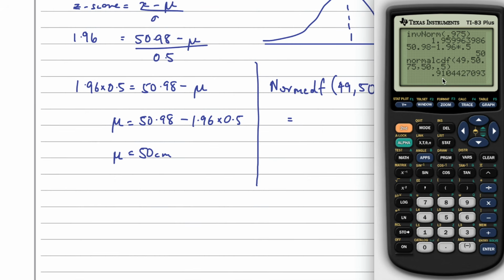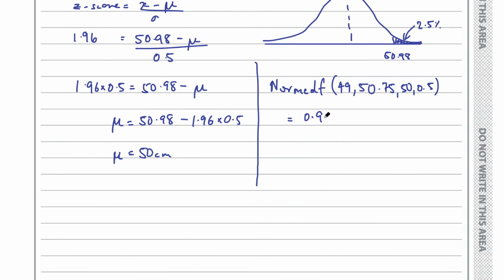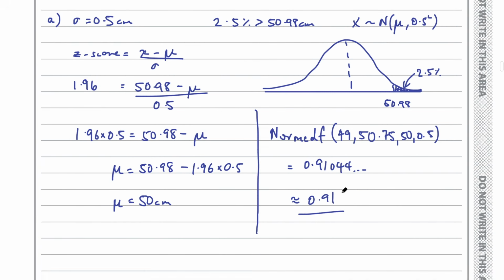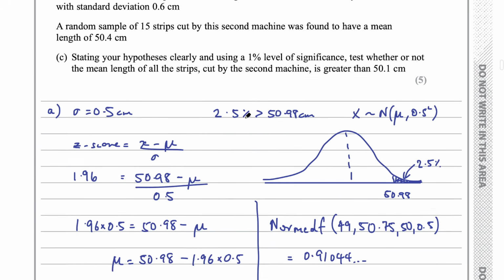and I get 0.91044, about 0.91044, etc. And I'm going to round that off to 0.91 or 91%. So 91% of the cuts can be used that fall between 49 and 50.75. So that's part A.